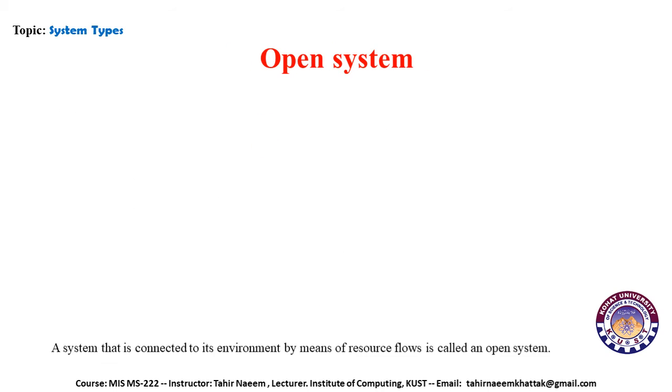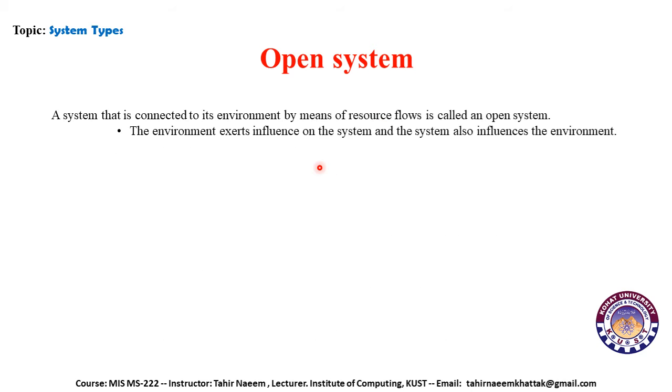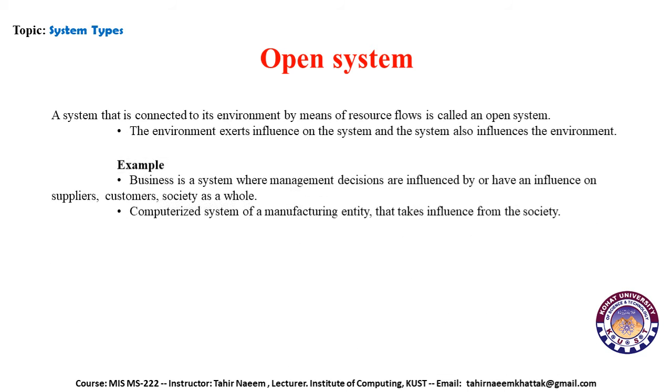As the name suggests, an open system is a system connected to the environment by means of resource flow. In an open system, the environment exerts an influence on the system, and the system also influences the environment.